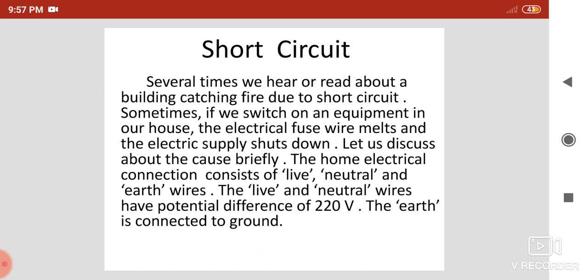When excess current comes inside the house, the fuse wire melts, and the fuse protects the appliances. But instead of having the fuse or fuse wire, sometimes a short circuit occurs. So let us see what is meant by the short circuit.